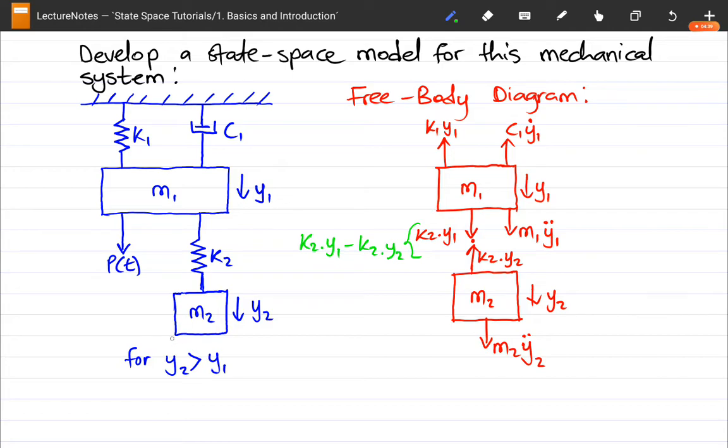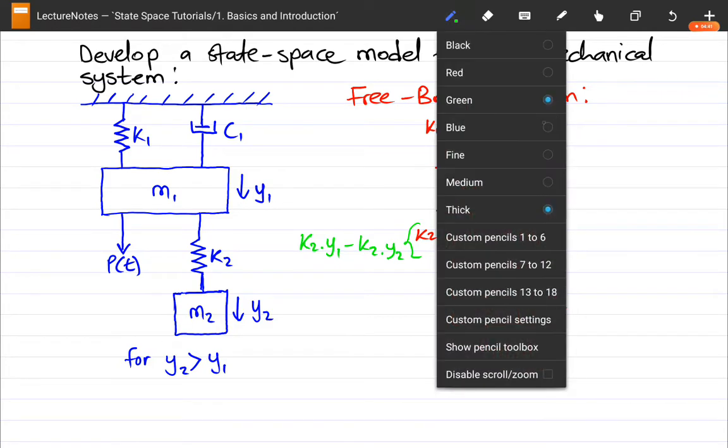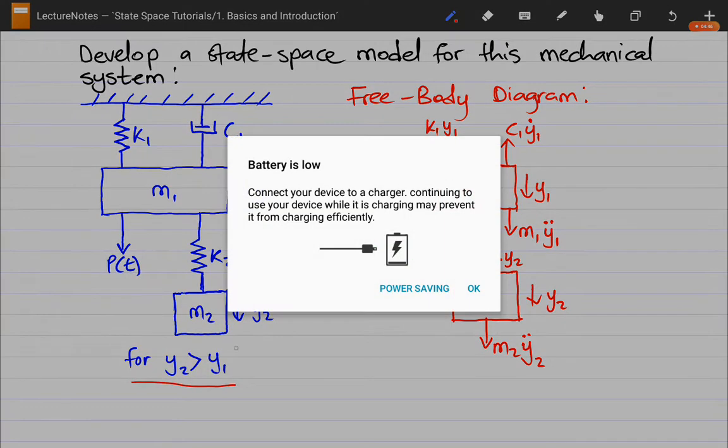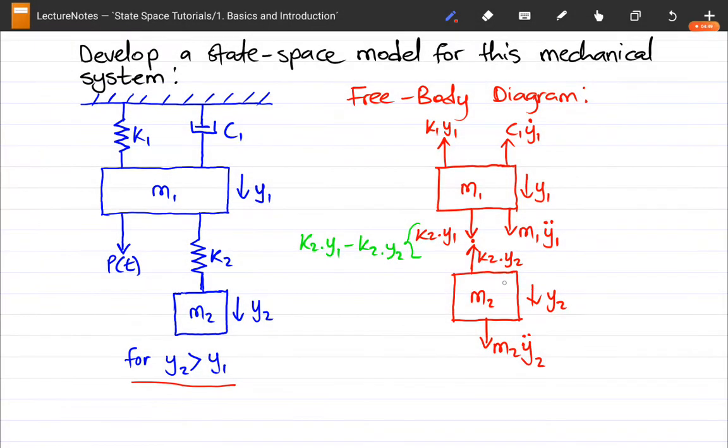But we have been given a restriction here. I'm just going to write it and quickly run to red. For this particular system, oh, sorry about that. I should be connecting this to the charger right about now. Give me a minute.